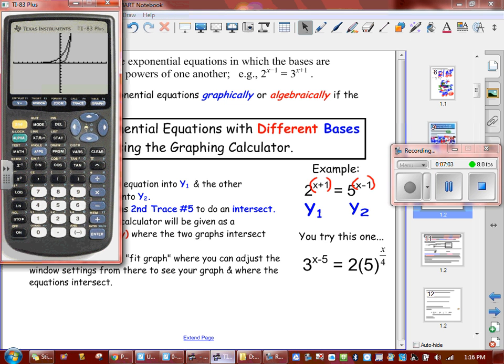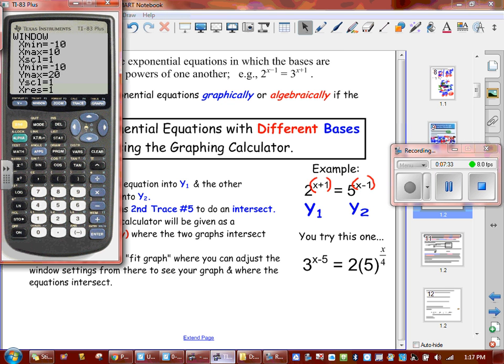So the first, there's a couple things you do. It's in your main screen. This is called our Z standard window. It goes from negative 10 on the left to positive 10 on the right, negative 10 below to positive 10 above. So it's our 10 by 10 grid. We want to see above our y maximum. So if we hit window, we're going to change our y maximum. We'll just change it to 20. And then we'll be able to clearly see where they intersect. And then we'll hit graph again.